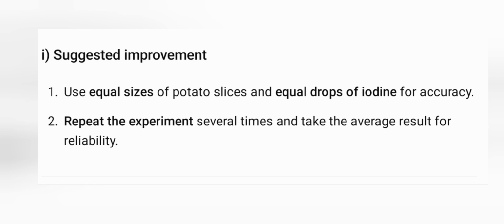We are dealing with Integrated Science Paper 2.